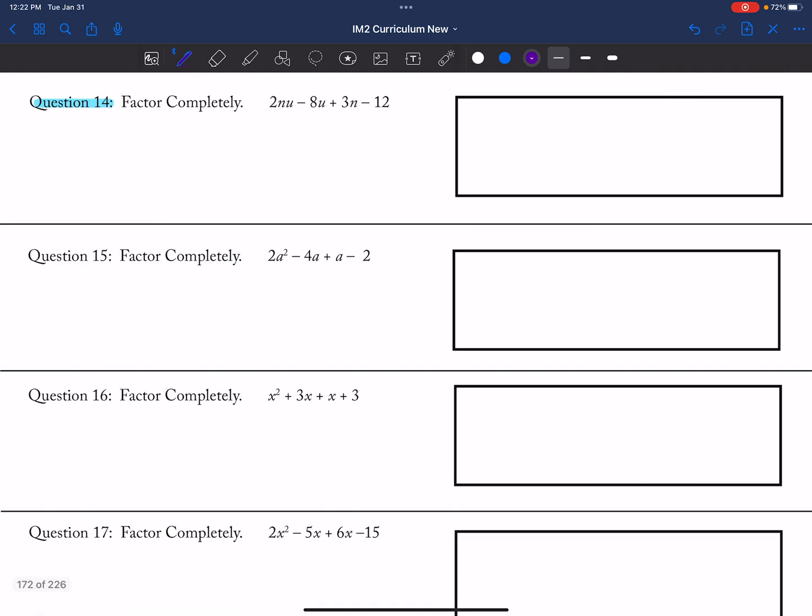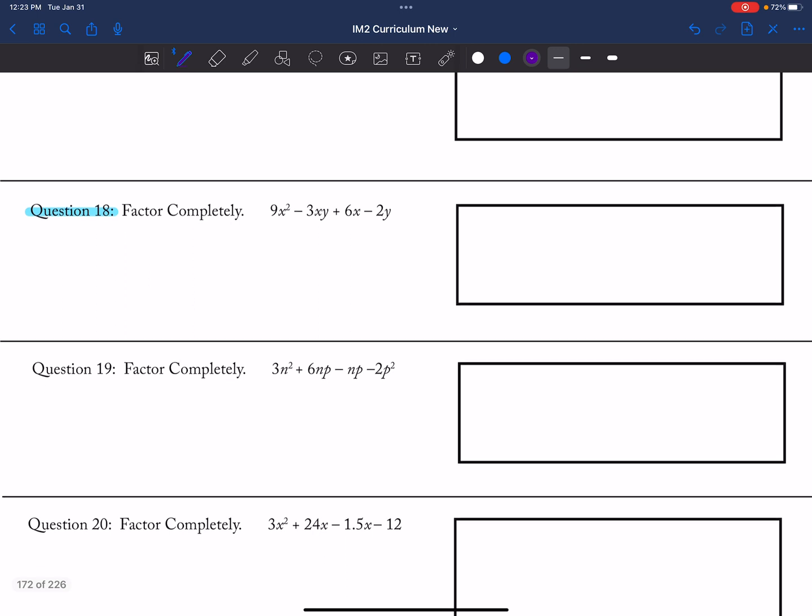Okay, and then moving to 14, again, group these, and I have a common 2 and a u, so then I'm left with an n minus 4. And then I have a 3 that's in common, because remember, 12 is the same thing as 3 times 4, so then I'm left with an n minus 4 here. So what's in common between these two terms is an n minus 4. So I have n minus 4 and a 2u plus 3.